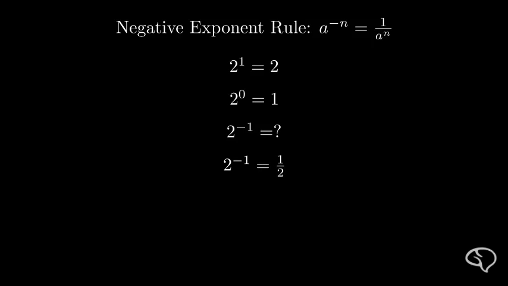Let's try another one. What is 3 to the power of negative 2? Using the rule, 3 to the power of negative 2 is 1 over 3 to the power of positive 2. We know 3 squared is 9, so the answer is 1 over 9. So a negative exponent doesn't make the number negative, it makes it a fraction. It's a way of saying 1 divided by the positive power.